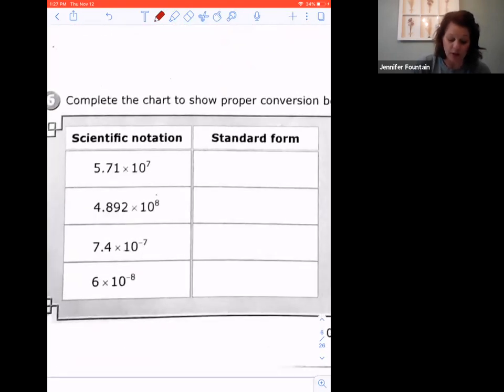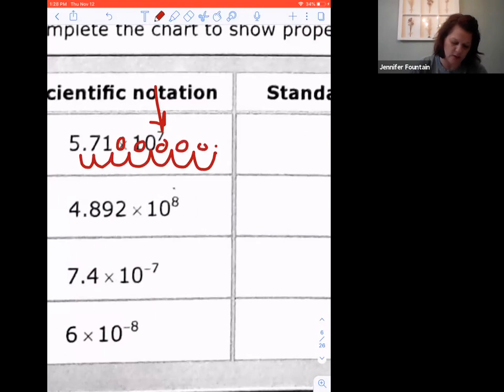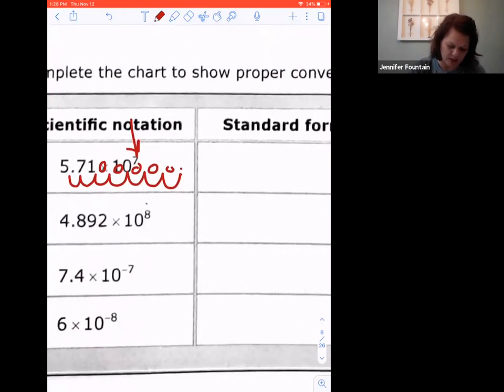Scientific notation real quick. Remember, if I have a positive exponent, my decimal moves to the right that many places. So 1, 2, 3, 4, 5, 6, 7. It would move there. I'd fill in with zeros. So I would have 5, 7, 1, 1, and then 5 zeros. I go back and put my commas in.